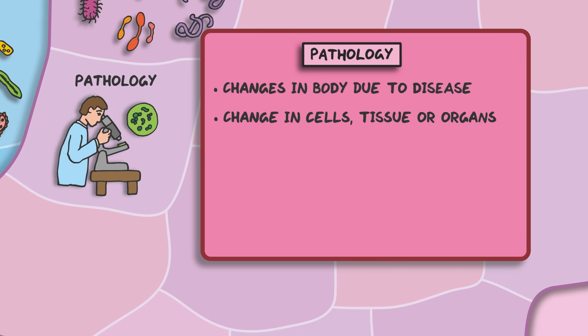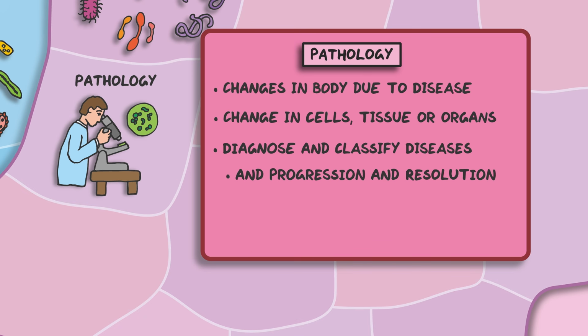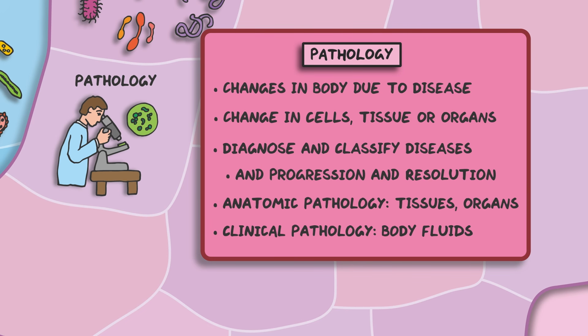Pathologists use this information to help diagnose and classify diseases, and also understand what caused the disease and how it progresses and resolves. There are two main branches of pathology: anatomic pathology, which looks at tissues and organs, and clinical pathology, which looks at body fluids like blood and urine. Pathology is also used in forensic medicine to determine the cause of death.